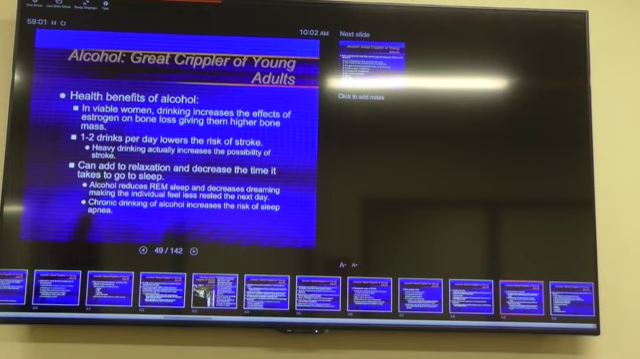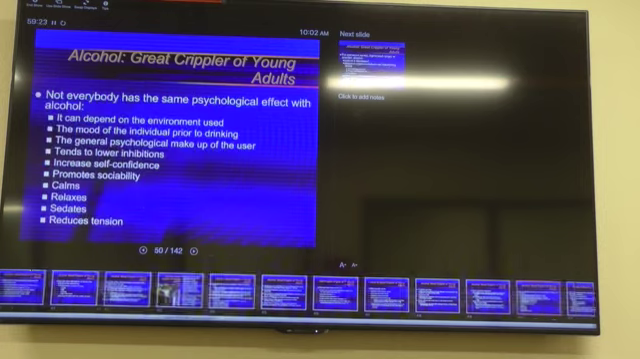Chronic drinking of alcohol increases the risk of sleep apnea. You go to sleep in really strange positions, and this can be really serious. You're cutting off your airway, and potentially you're choking yourself, not to the point of dying, but to the point of waking yourself up so you don't get very good sleep.